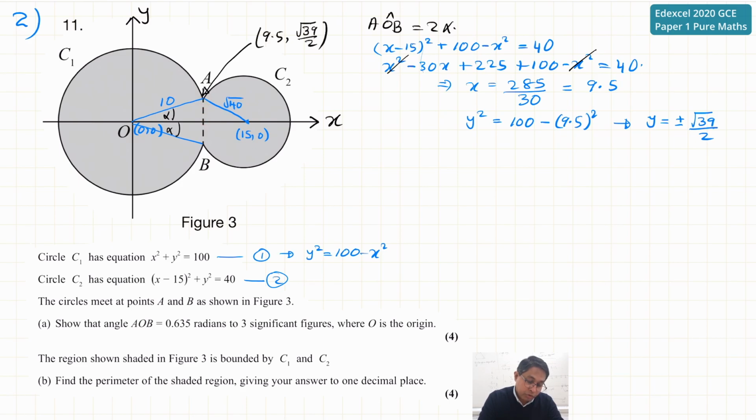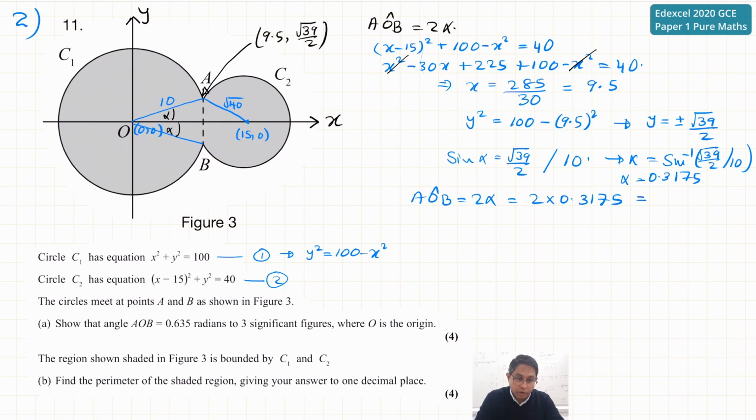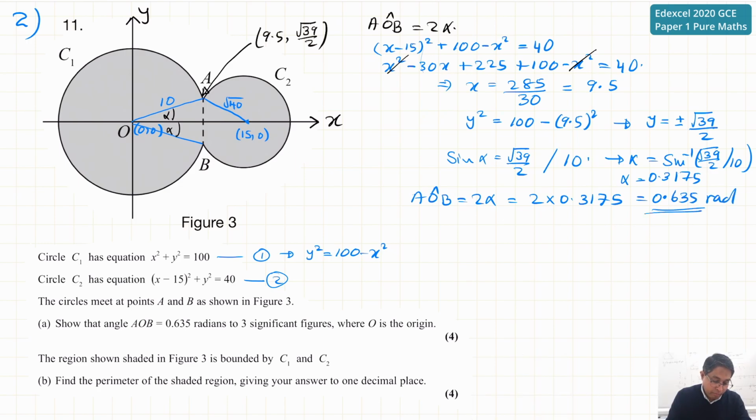Therefore, this length should be equal to square root 39 over 2. Therefore, you can write sine alpha equal to square root 39 over 2 divided by 10. To find alpha, take sine inverse of this value. That would give us alpha. You would get alpha in radian as 0.3175. We can write angle AOB now. It's 2 alpha. This is equal to 0.635 radian.